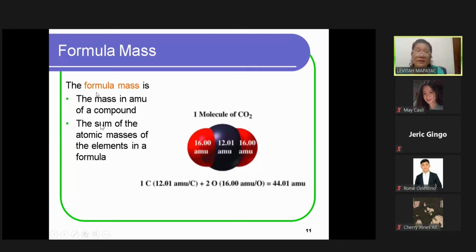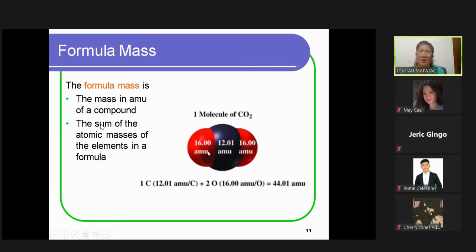The formula mass is the mass in atomic mass unit of a compound. It is already a compound. So how do we get the formula mass? We get the formula mass by taking the sum of the atomic masses of all of the elements in the formula together with its number of atoms.